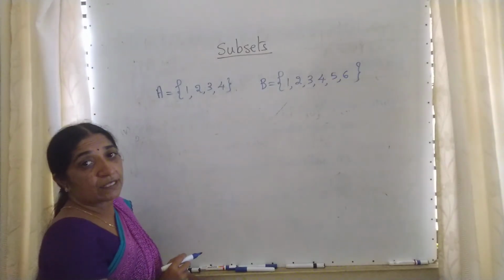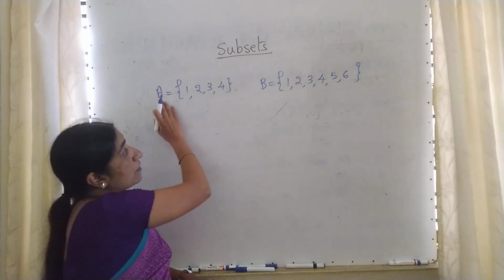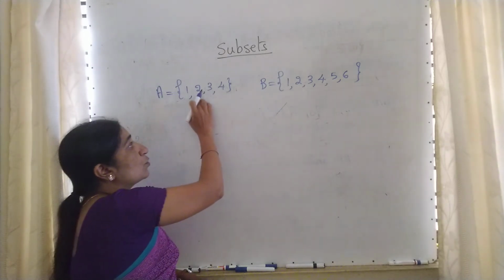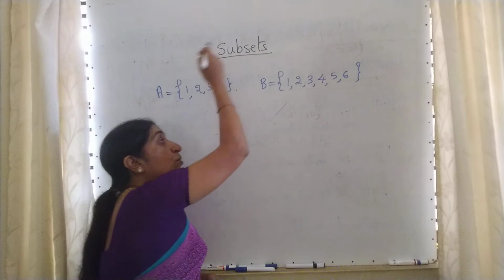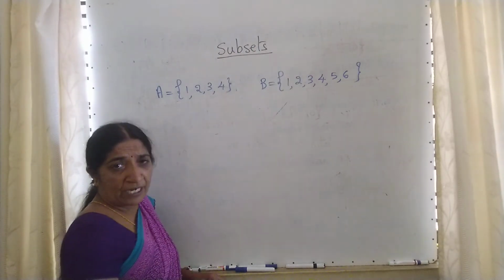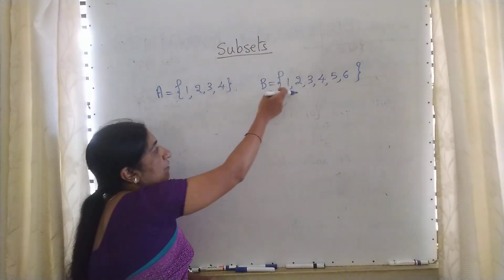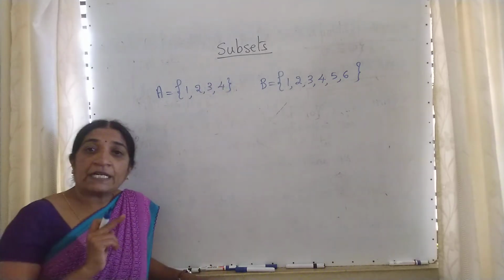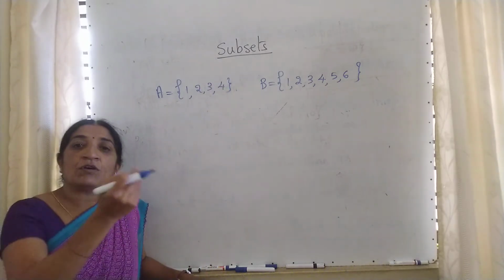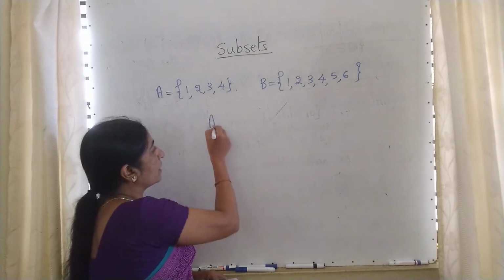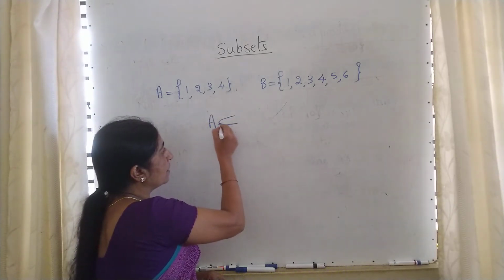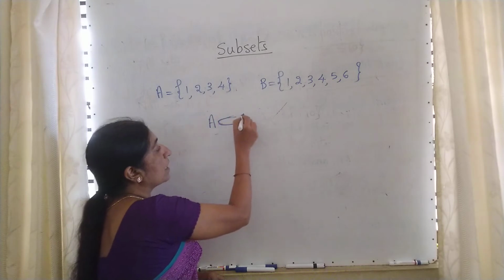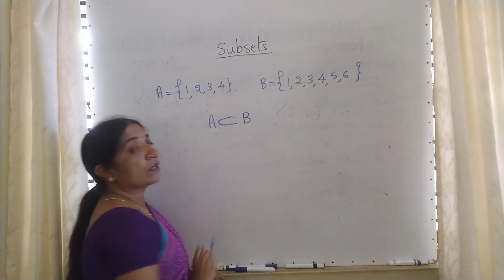When you compare the elements of set A and set B, see, all the elements of set A, 1, 2, 3, 4, are also the elements of set B. Correct or not? Here we have 1, here we have 1, 2, 2, 3, 3. All the elements of set A are the elements of set B. So then you can say that A is a subset. This is the symbol for subset. A is a subset of B.